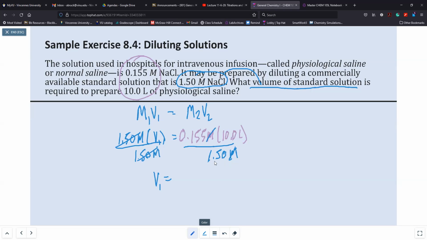Now, keep in mind, you can use this equation for volumes other than liters. You can use milliliters, nanoliters, gallons, whatever, so long as the units are the same on both sides, because we need them to cancel out. So 0.155 times 10 divided by 1.50, to 3 significant figures, would be 1.03 liters of our standard saline solution.